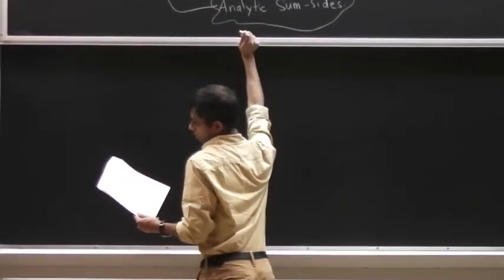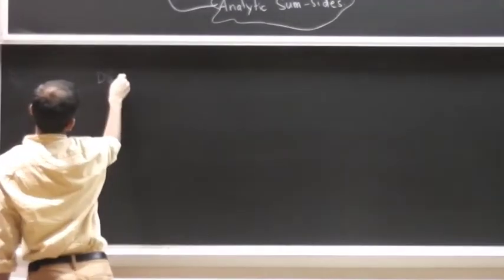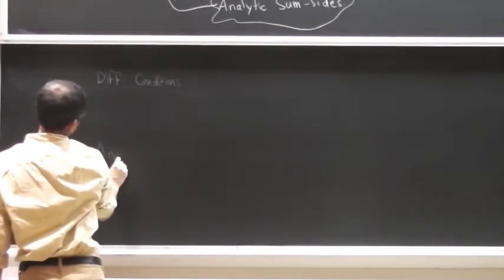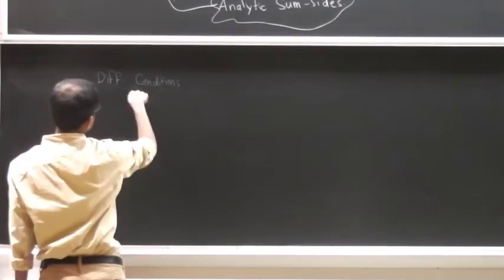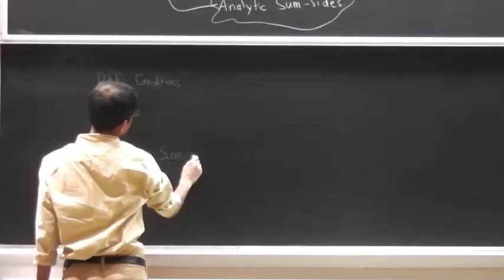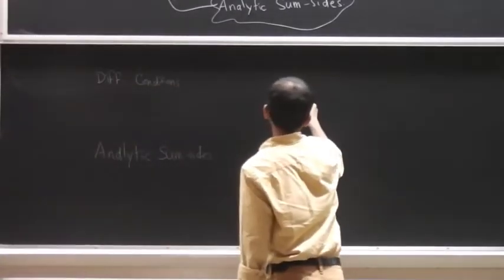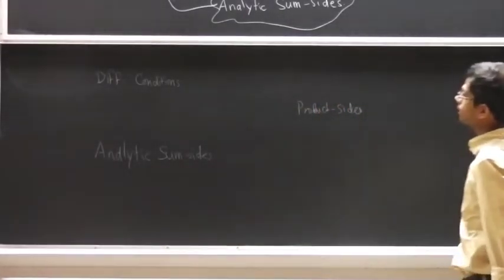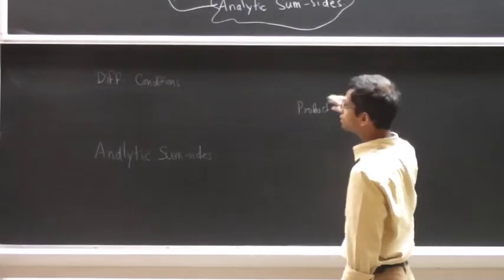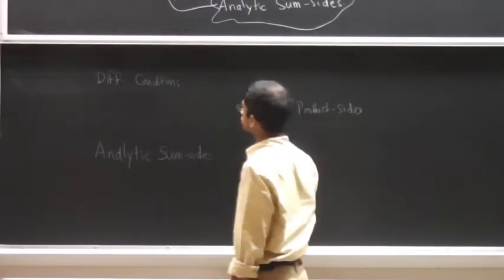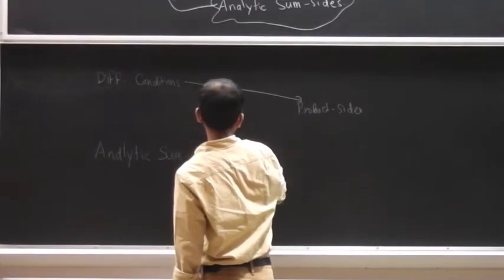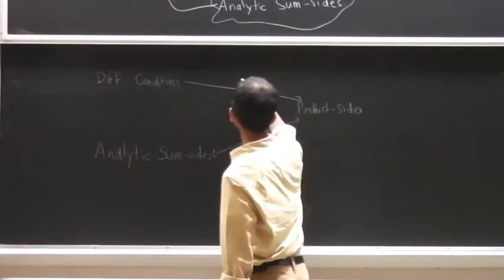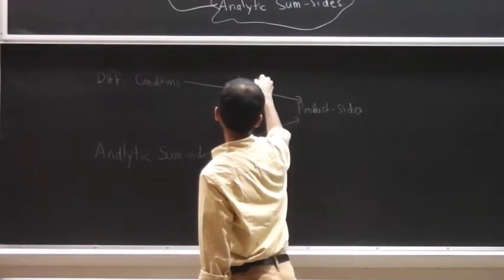Let me tell you in general how it goes. You have these difference conditions. You have analytic sum sides, which are natural generating functions for the difference conditions. On the other hand, you have product sides. Product sides are usually very easily the generating functions of the congruence conditions. Getting from here to here or here to here is typically very hard, proving any of these equalities. So both of these arrows are typically hard problems.